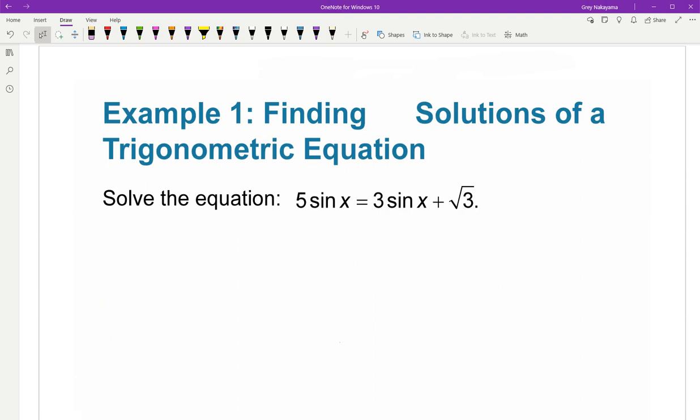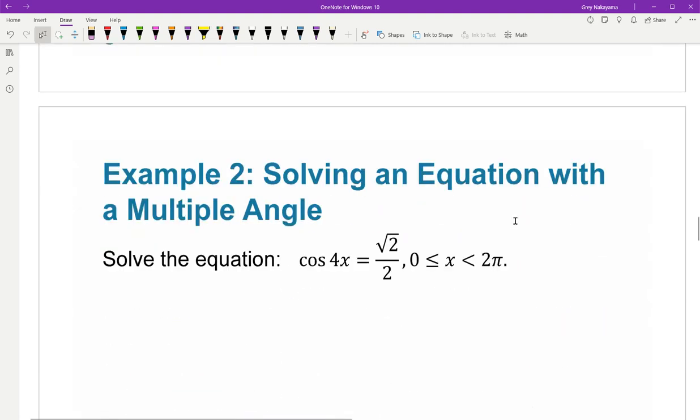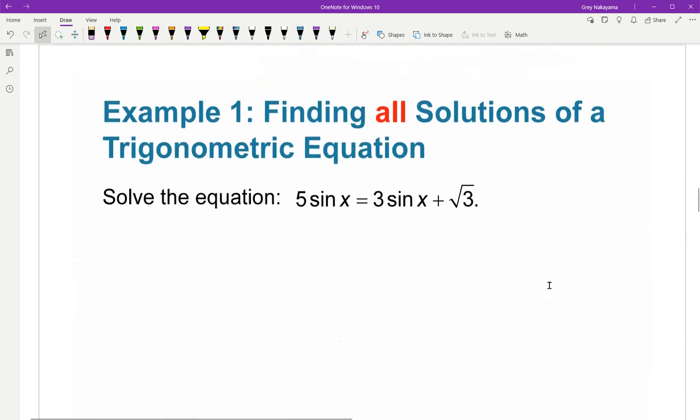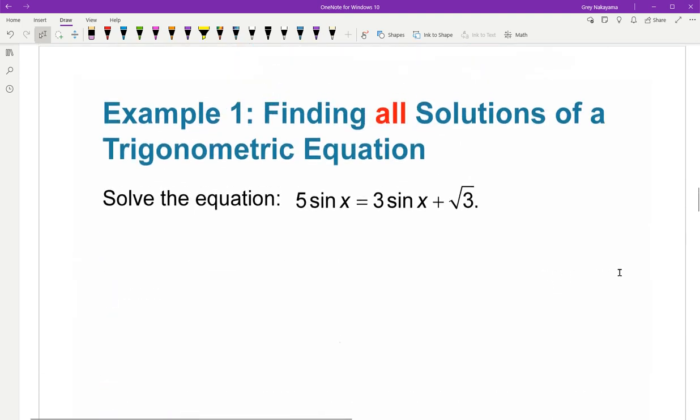All right, so first off, the one we're going to do is finding all solutions of a trigonometric equation, which technically you should be doing every time unless you see something like this. If it says only solve it between 0 and 2 pi, that means only one time around the unit circle. Otherwise, you have to find all of the solutions. And to find all of those solutions, we're going to add back the period times n, and you'll see as we go through.